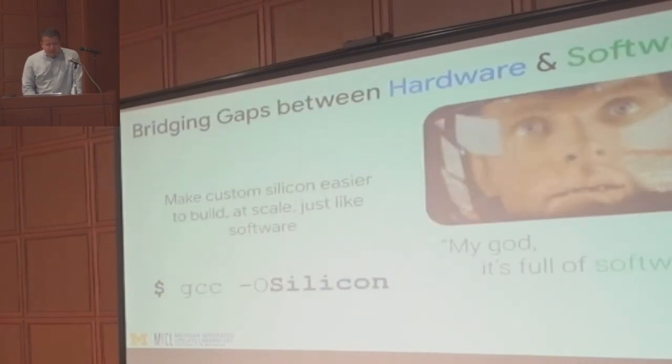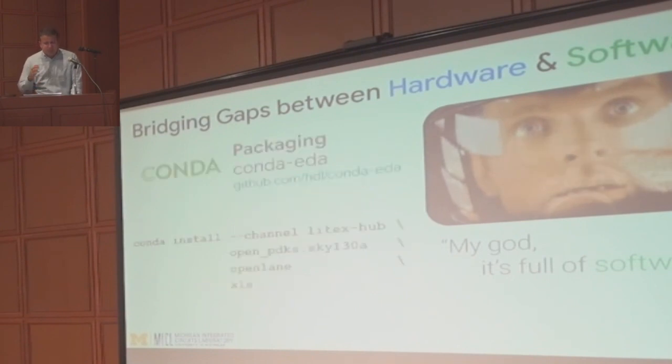So what is next? This slide here is from Google. I really like it. The goal here is to make custom silicon easier to build at scale, just like software. I really love this slide, and this is our goal. Using things that are being developed by Google, like Conda packaging, you can basically do conda install, and you have everything, the whole toolchain, out there. That's very enabling for new designers, and I can see that within my groups with undergrads.